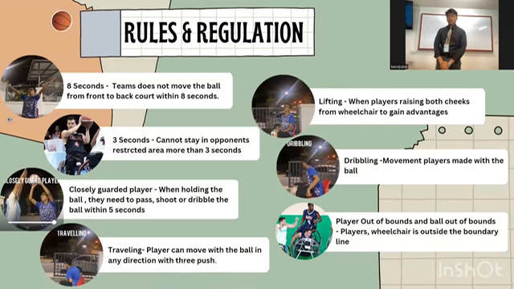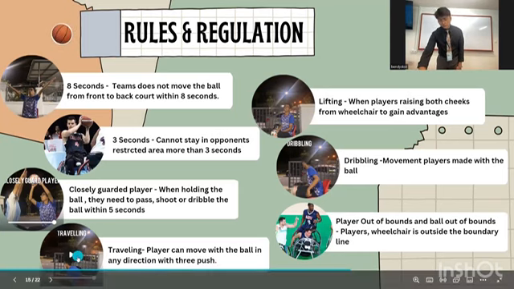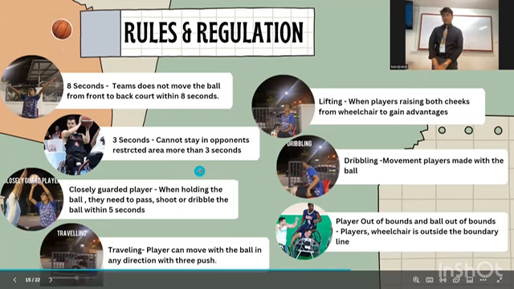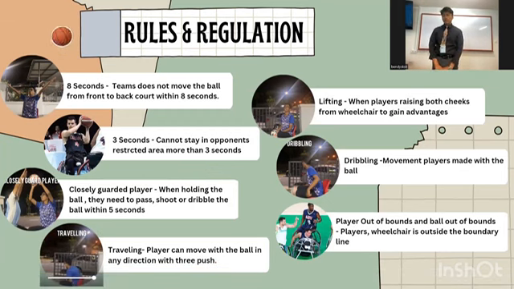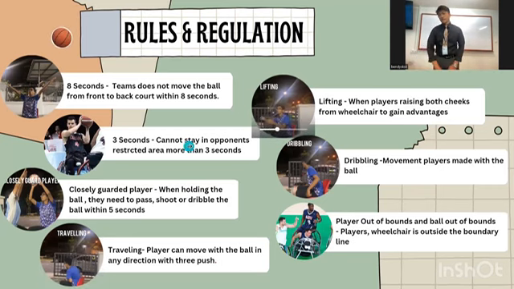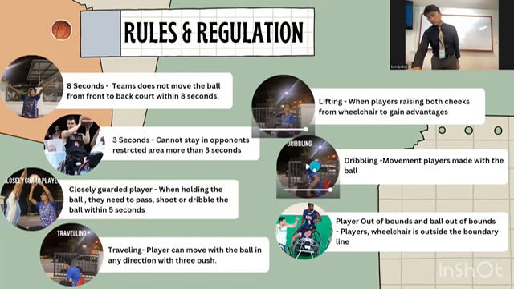When holding the ball, they need to pass, shoot or dribble the ball within 5 seconds or a foul will be given. And then next is traveling. Traveling is when the player can move the ball in any direction, and with this they can put the ball on their thigh and then push around 2 or 3 pushes and move forwards. And then next is lifting. For lifting, it is when a player raises both cheeks from the wheelchair to gain advantage over the opponents or the attackers.